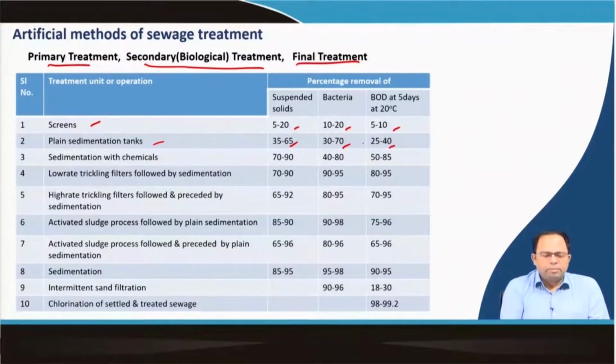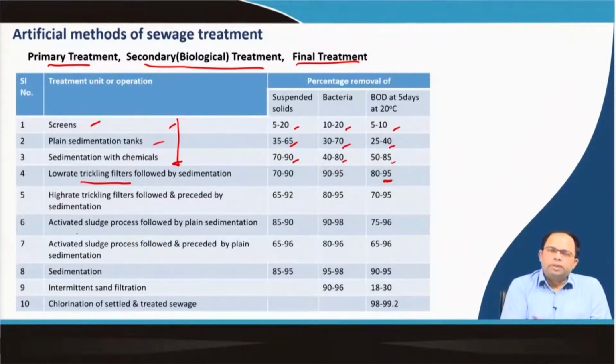So, see, in sedimentation with chemicals, we can again reduce the suspended solids up to 90%, 80% of bacteria removal, and maybe 50 to 85% of BOD removal. So, these three are the primary treatment, right. Whereas, for the other secondary or biological treatments, we will learn in detail about these processes in subsequent lectures, but this is one process known as a trickling filter, and low rate trickling filter followed by sedimentation. So, see here we can achieve around 95% BOD removal, right.